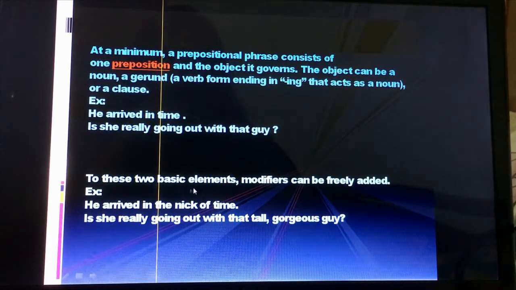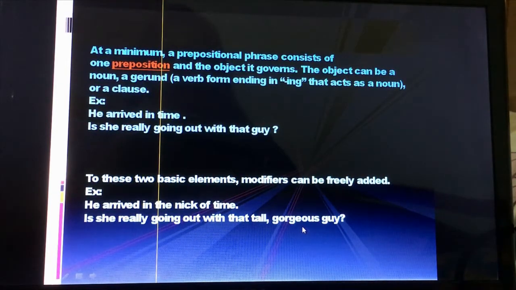These two basic elements can be freely expanded with modifiers. Let's add some modifiers here. Example: he arrives in the nick of time. And next one: is she really going out with that tall, gorgeous guy?